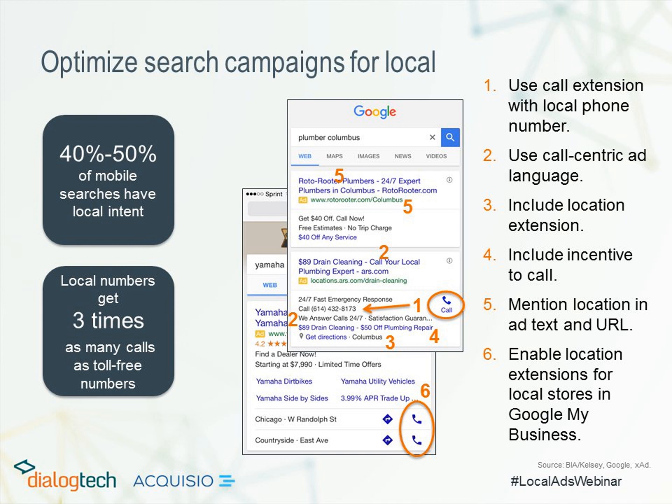And lastly, enable location extensions for your local stores in Google My Business. By enabling location extensions, you can see that your ads, if you have multiple locations, can show up in the bottom example within that one ad. For Yamaha, you can see how it's listing some of the Yamaha dealers near where I was running my search in Chicago, and you can see how there's the call number and immediate clicks for people to find directions.